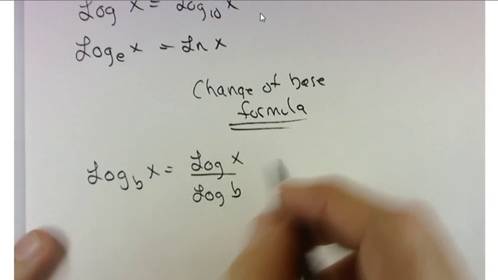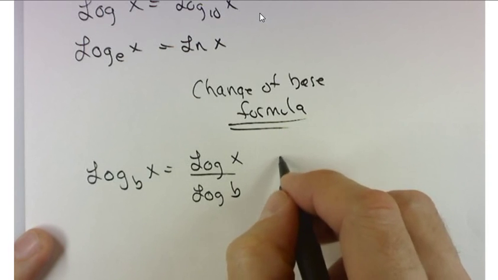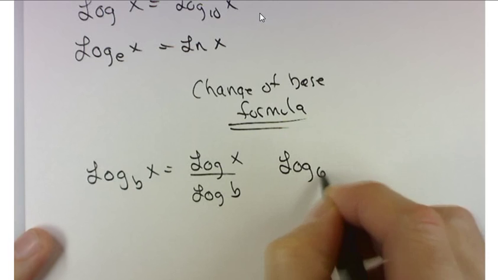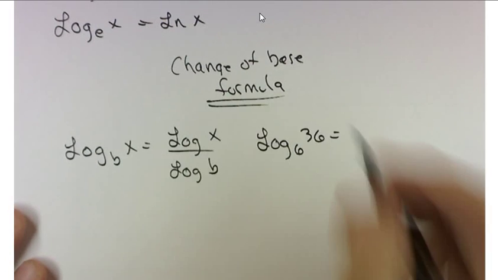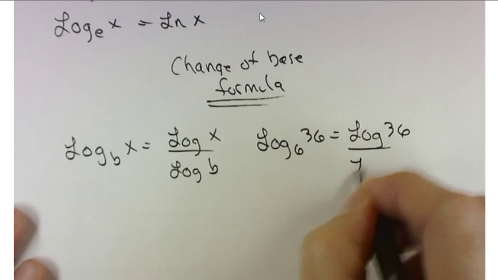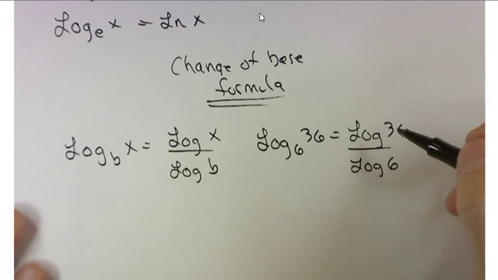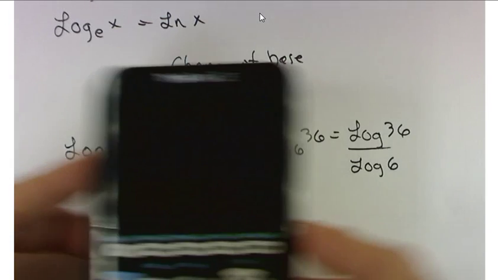Let's try it with one that works out nice and simple. So for instance, if I had log base 6 of, we'll do 36. We had that one earlier. That'd be the log of 36 divided by the log of 6. Now don't mix this up with your quotient rule in any way. And when you type that into your calculator, you're going to need to be careful.